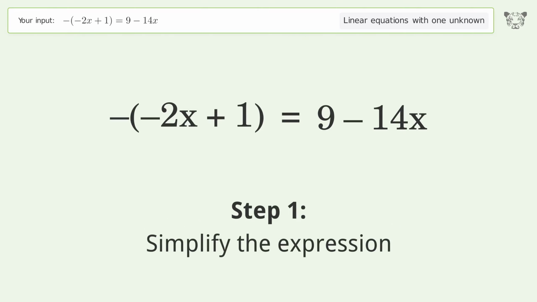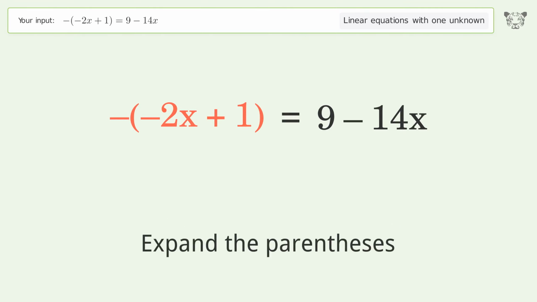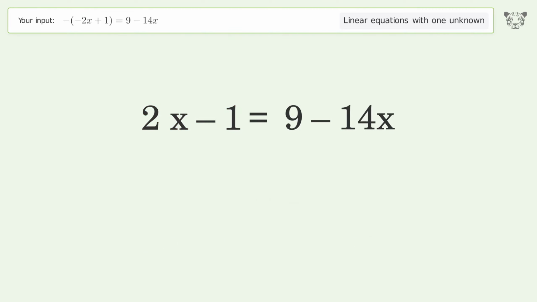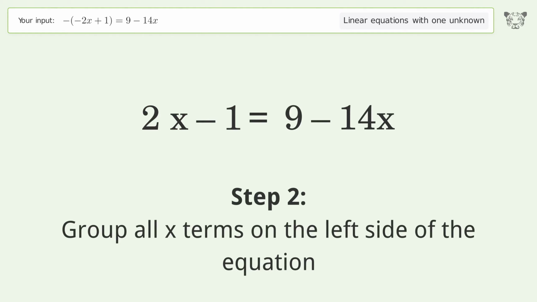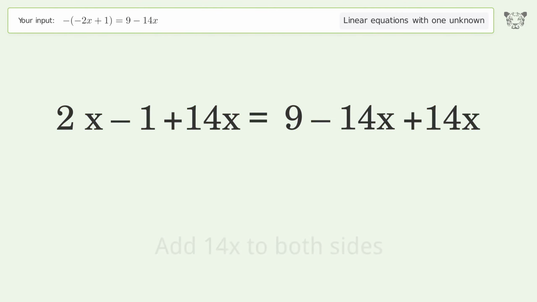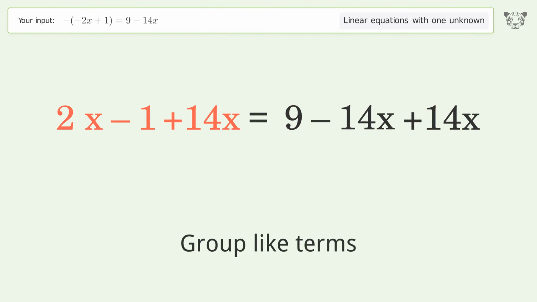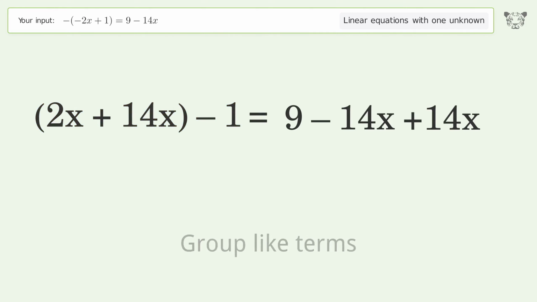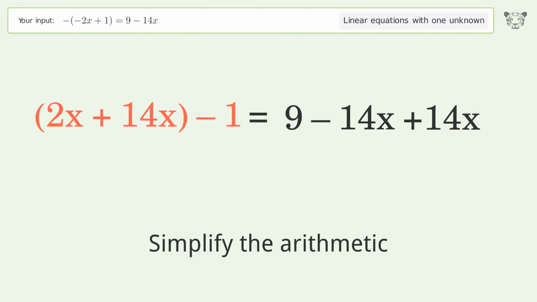Simplify the expression. Expand the parentheses. Group all x terms on the left side of the equation. Add 14x to both sides. Group like terms. Simplify the arithmetic.